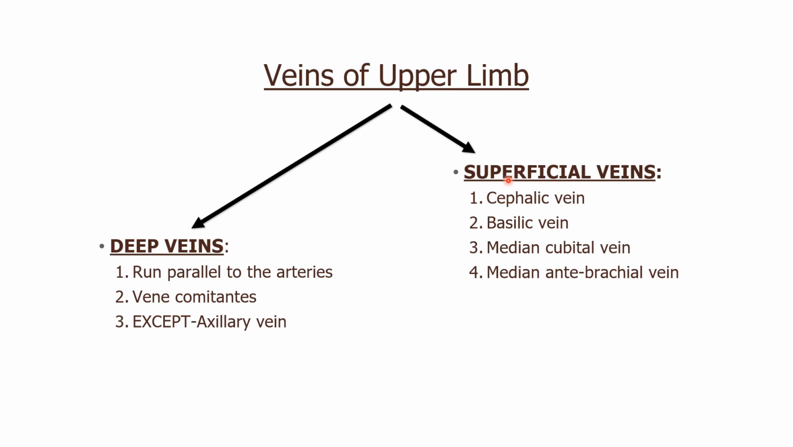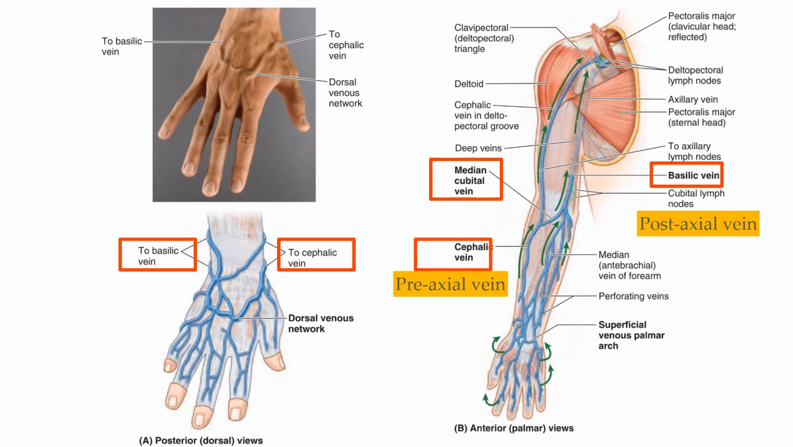Superficial veins run in the superficial fascia. For example, a very important superficial vein is the cephalic vein. Another is the basilic vein. The median cubital vein, which is a clinically very important vein, we will talk about it in future sessions, is also amongst the superficial veins. Another one is the median antebrachial vein. Let us see the details of the superficial veins first.